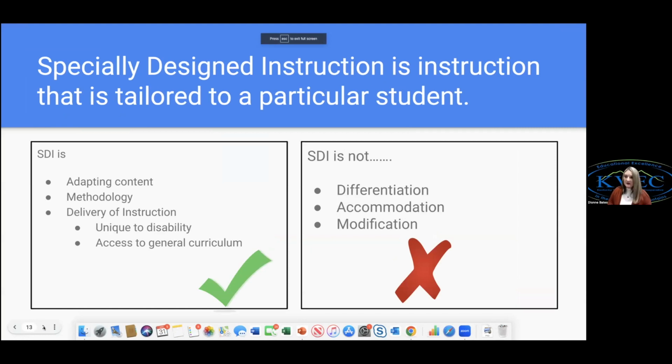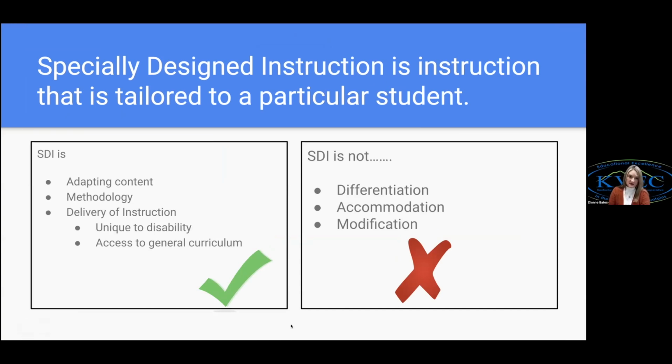And so let's just start talking about the definition. Specially designed instruction is instruction that is tailored to a particular student. It's very tailored to that individual student. It's special for that student. So it's not a blanket. We don't do this for every kid. It's not one that we just choose in a drop down menu, where we do this same thing for every kid, but we want to really intentionally think about what that individual student needs and then how do we support that.